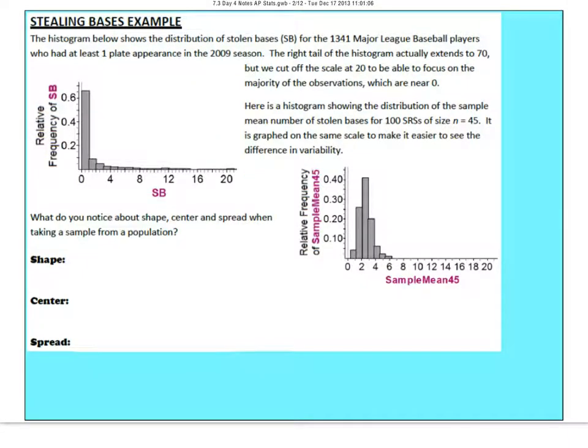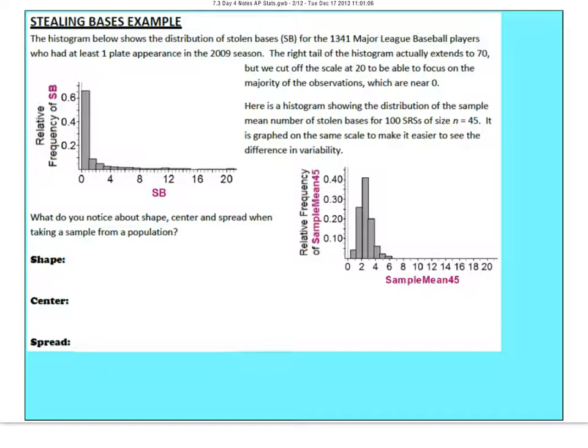What if we go beyond pennies and we look at this stealing bases example? So what we have here is a histogram that shows the distribution of stolen bases for 1,340 Major League Baseball players who had at least one plate appearance in 2009. So for example, what does it mean? You know, this particular interval right here, what percent of the players had between 0 and 3 stolen bases? Here maybe that's about 5%. So each bar represents the percent of all of the players and how many stolen bases they had.